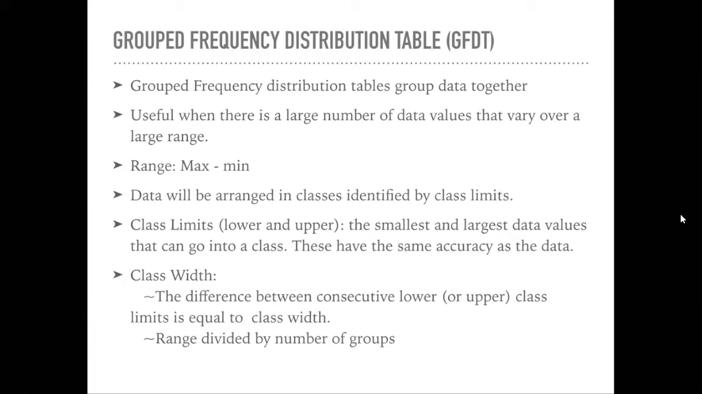And you can also calculate it by taking the range divided by the number of groups that you desire and then rounding up. So if you are working on constructing a grouped frequency distribution table, then you would probably use this second one here. But if you have a group frequency distribution table in front of you, then you would be more apt to think about the class width by using that first bullet.